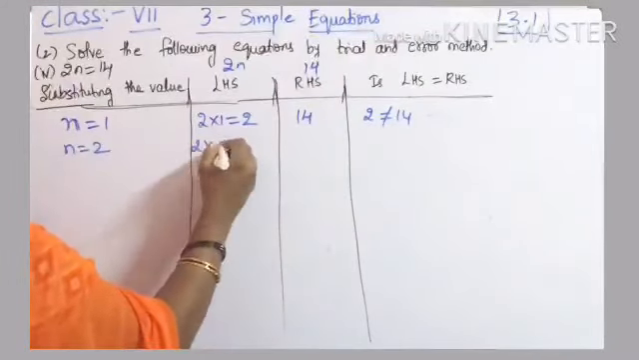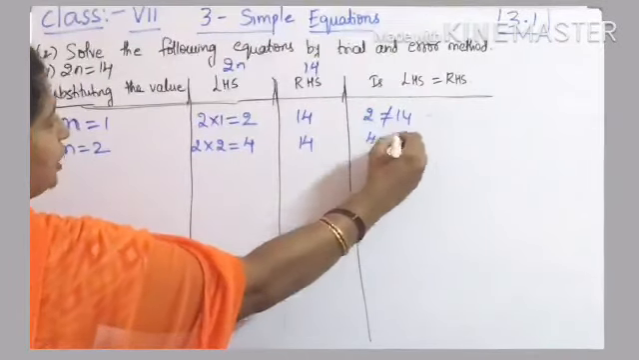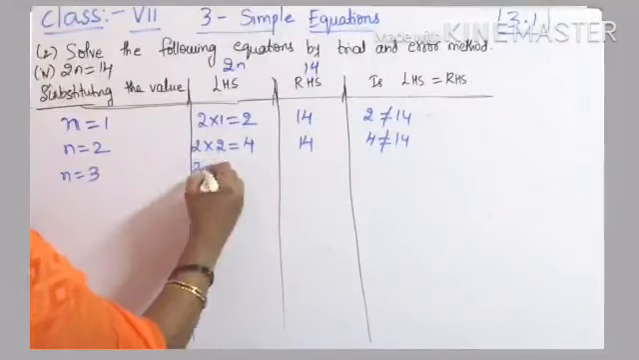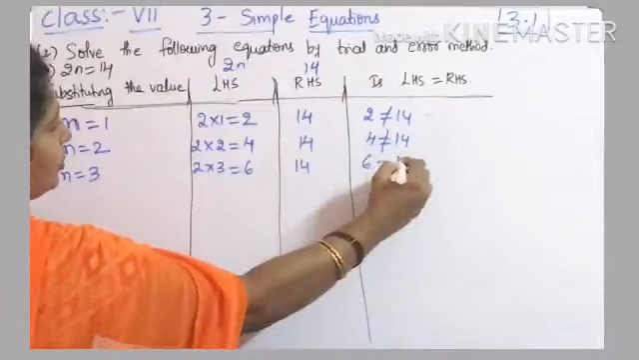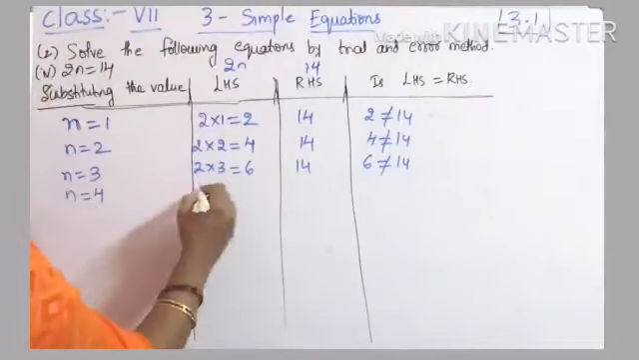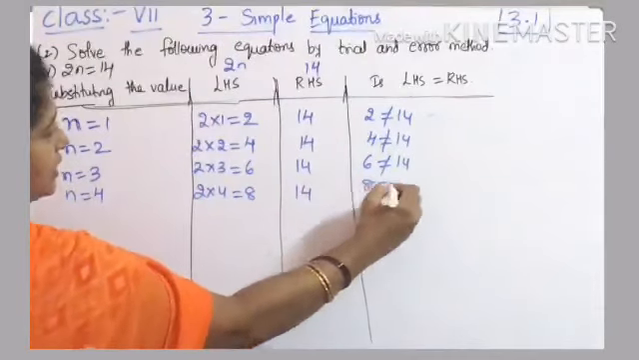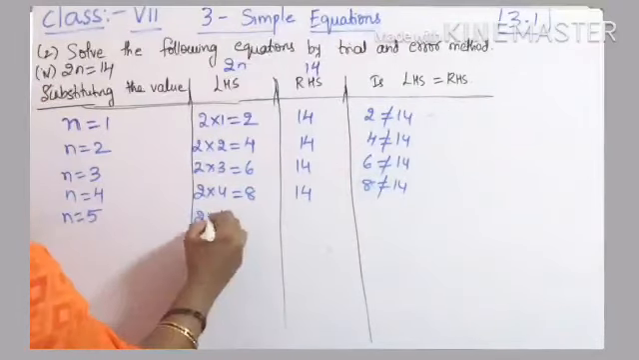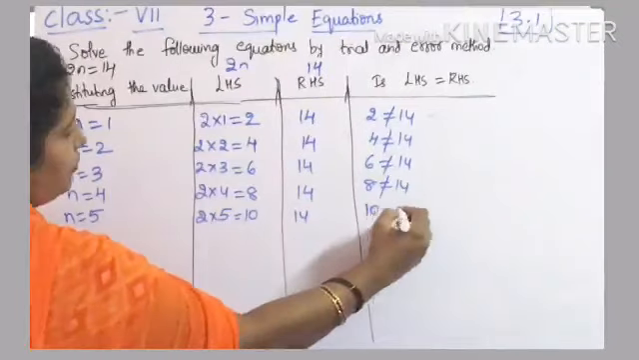So 2 into 2, how much? 4. So RHS is 14. Is 4 equal to 14? No. Next n equal to 3. 2 into 3, how much? 6. And here is 14. Is 6 equal to 14, children? No. Next n equal to 4. 2 into 4, how much? 8. Here this is 14. 8 is equal to 14? No. Next n equal to 5. So 2 into 5, how much? 10. So 14. Is 10 equal to 14?